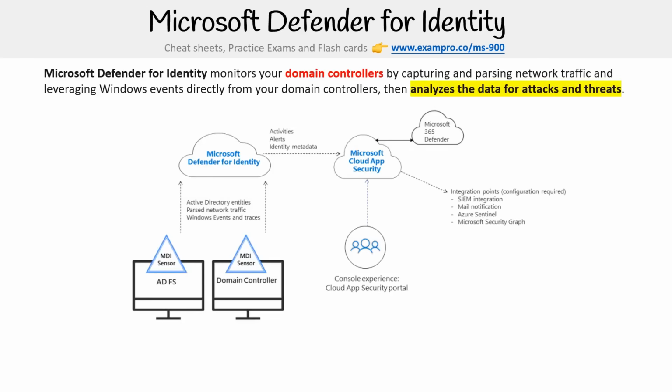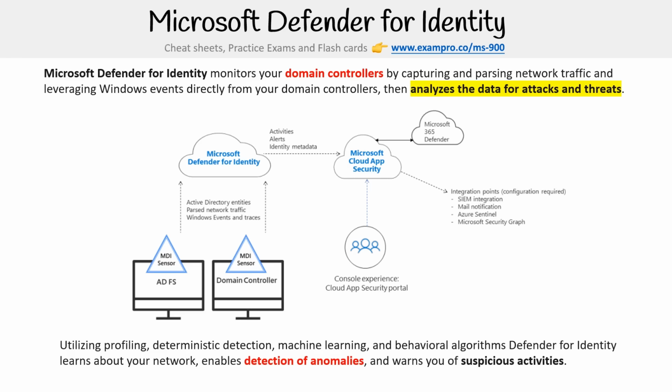Microsoft Defender for Identity monitors your domain controllers by capturing and parsing network traffic and leveraging Windows events directly from your domain controllers, then analyzes the data for attacks and threats. Utilizing profiling, deterministic detection, machine learning, and behavioral algorithms, Defender for Identity learns about your network, enables detection of anomalies, and warns you of suspicious activities. So, that's an overview of Microsoft Defender for Identity.